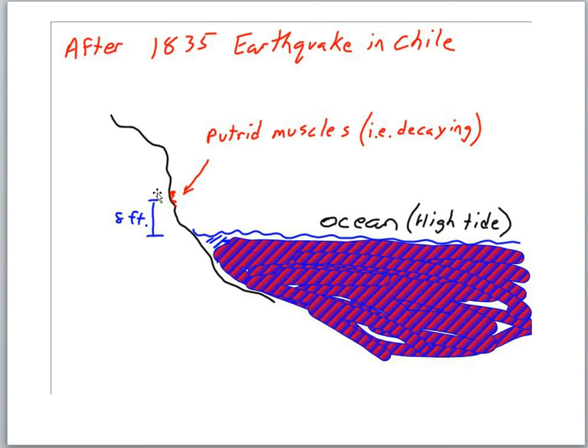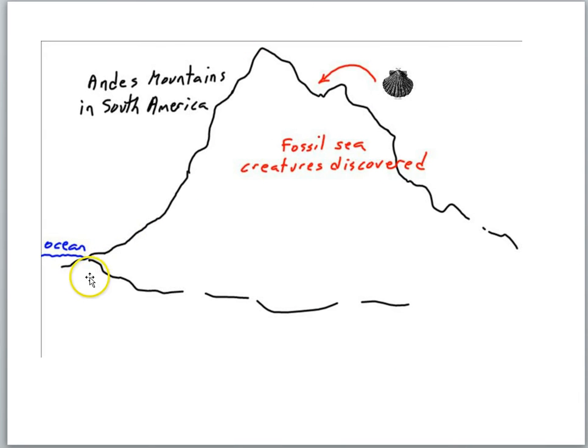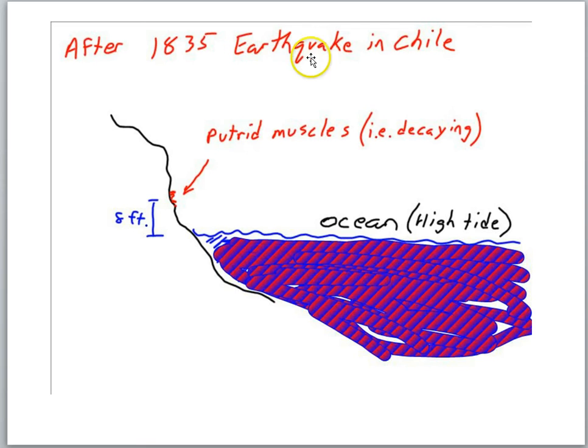Now, right here then is one of the answers to the previous question. What kinds of forces could push an ocean floor up to the heights of mountains? Well, earthquakes. So whatever earthquakes were, they were forces that had the power to elevate land masses.